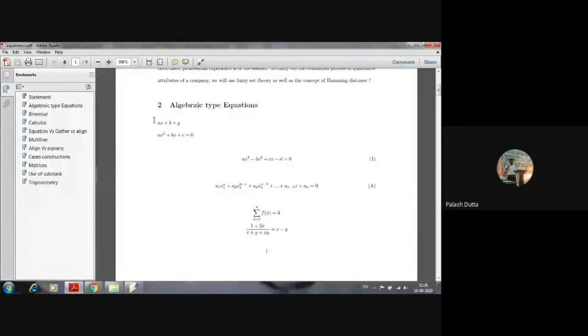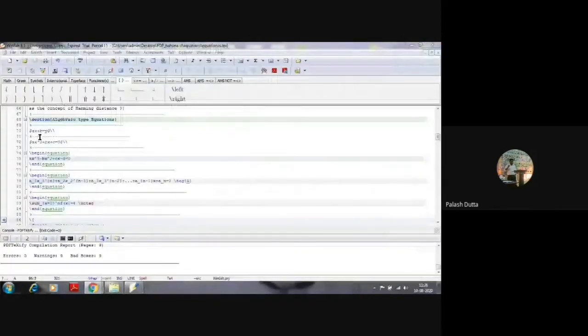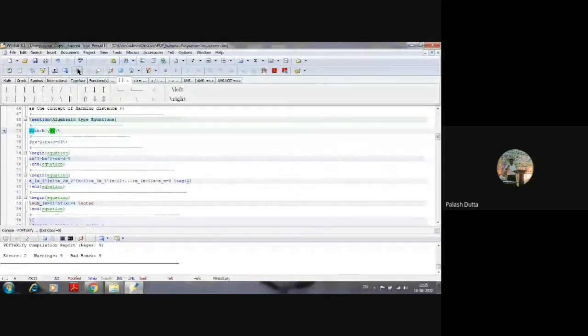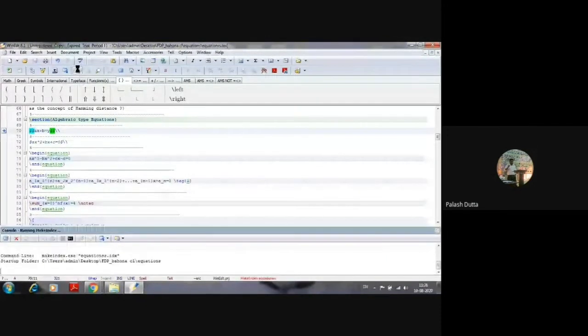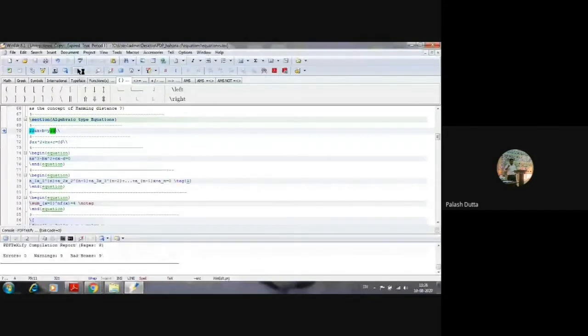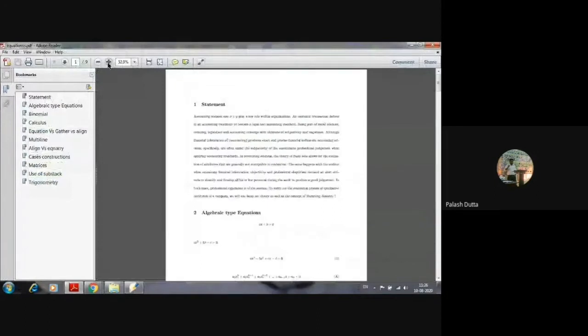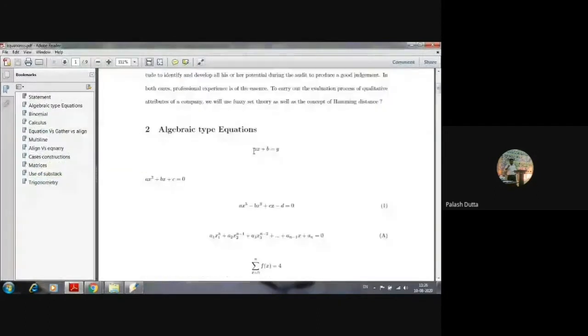Here you can see, because we use only one dollar symbol, right? If we use double dollar here, then definitely the expression will go to the center. Well, we can see now. Yeah, here we can see the expression is now on the center, right?